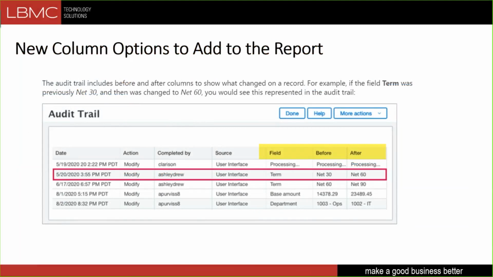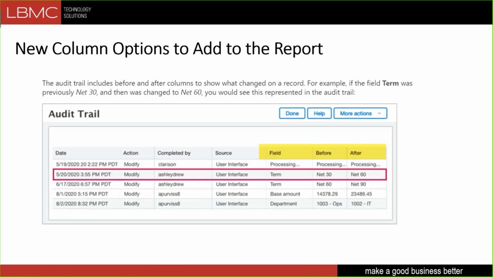And now the audit report includes 3 new columns. In this example, if the field term was changed on either a vendor or a customer, and previously it was net 30 and then was changed to net 60, you would see this in the audit report. You would see the column for field and then the column before and the column after. So you actually see the details of what changed. But these 3 columns have to be added into the format of the report.